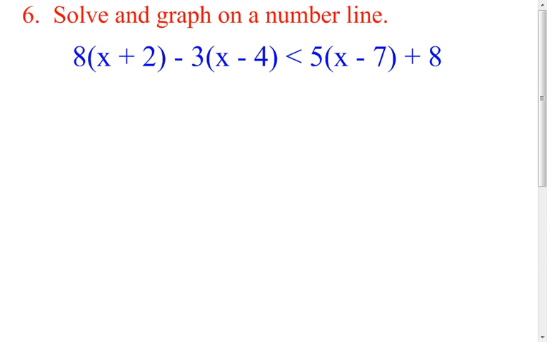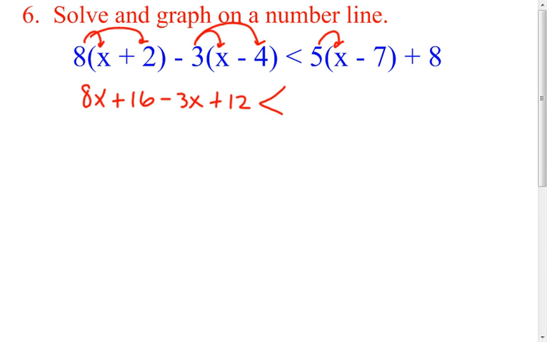And one more here. I distribute this 8 through. So I have 8x plus 16. Distribute the negative 3 through. Negative 3 times x is negative 3x. Negative 3 times negative 4 is positive 12. I know you're multiplying, but you did not multiply or divide across the inequality symbol. So don't switch the direction of the inequality. Okay, is less than. 5 times x is 5x. 5 times negative 7 is negative 35. And then plus 8.